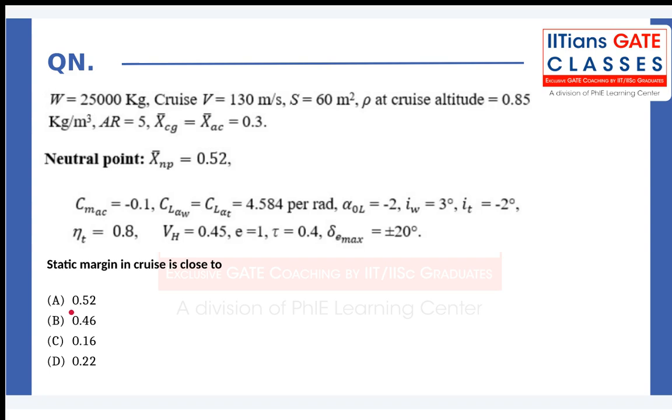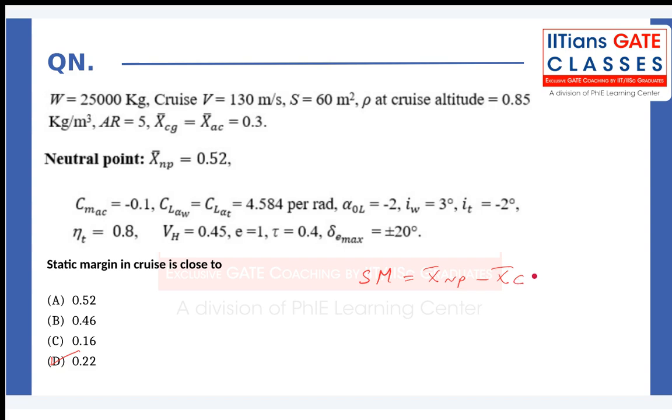Static margin in cruise is close to. Static margin, you remember what it was? It was a measure of the stability of the aircraft. So, what is the static margin for this aircraft? Yes, so it's very straightforward. Static margin is the distance between the neutral point and the CG. Just subtract it, you get D, 0.22, correct. I'll just write it for completion: it's X bar NP minus X bar CG.